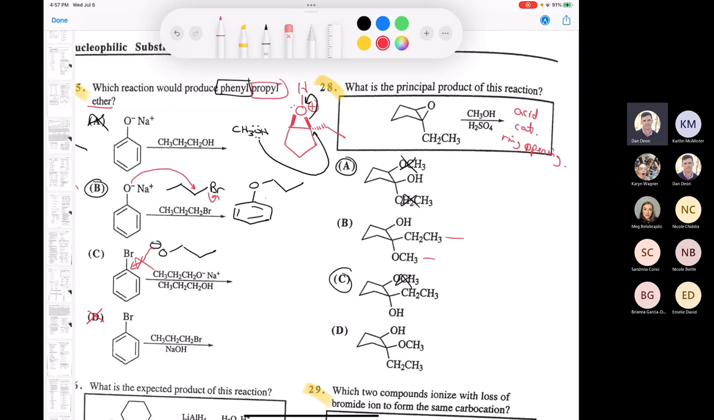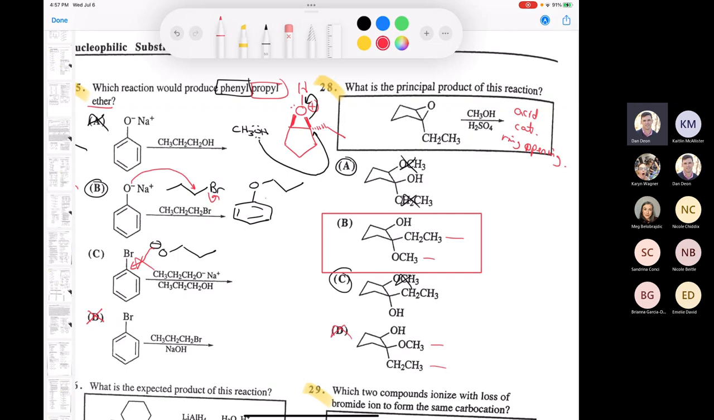So the question is, did it attack from the top face of the molecule or the bottom face? Well, in B, that's the compound that results from the methoxy attacking the bottom face of the molecule, which is the less hindered face. So that means that B is the correct answer. And D is where it's attacking from the top face of the molecule, so it is not the correct answer.